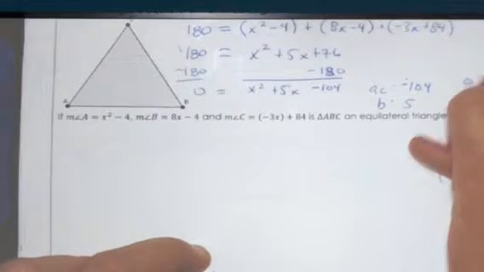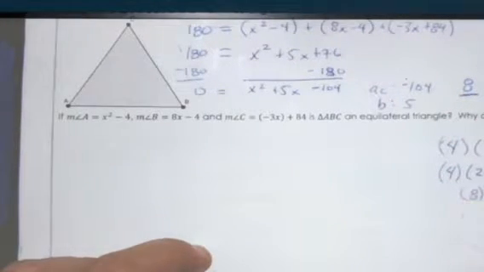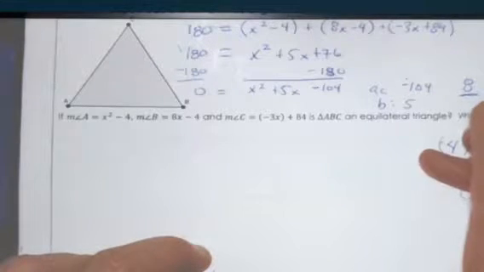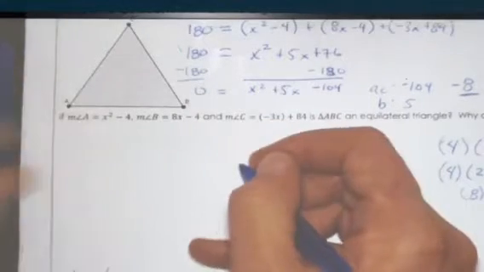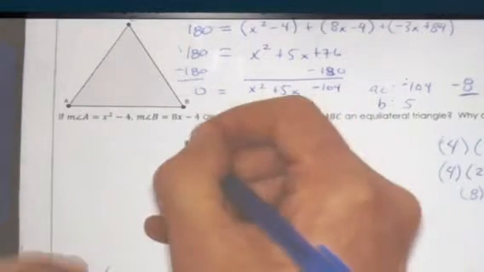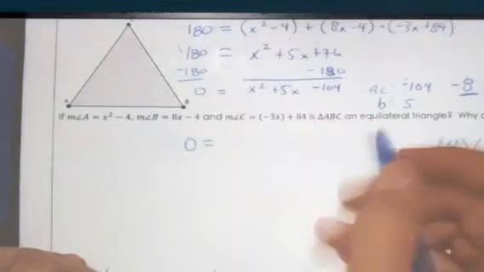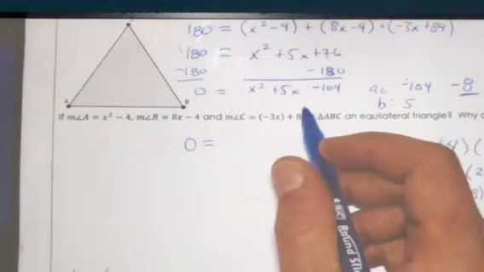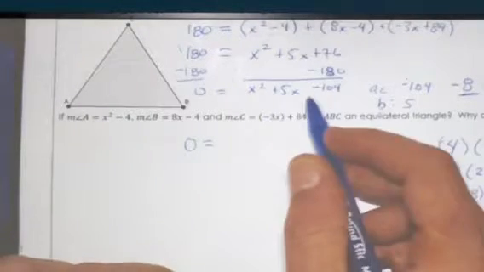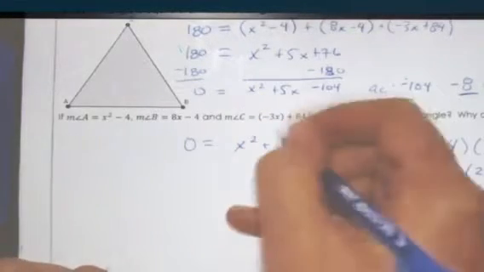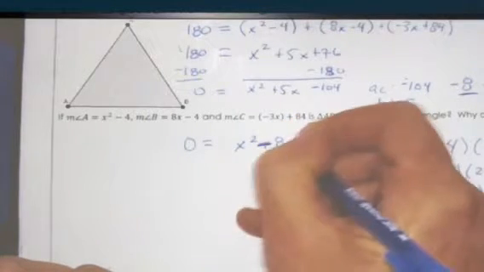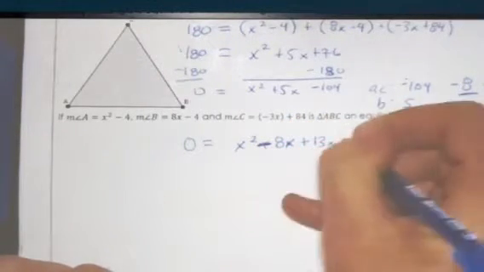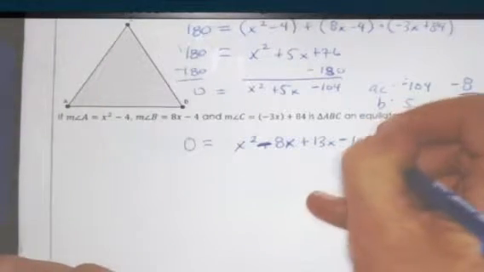So we have 8 and 13, and which one should be positive? The 13 should be positive, the 8 should be negative, so they add to equal 5. So now I'll factor this. If you don't like this factoring by grouping, I will also provide access to videos that show factoring in a different way that you might like better. So this is x squared minus 8x plus 13x minus 104.